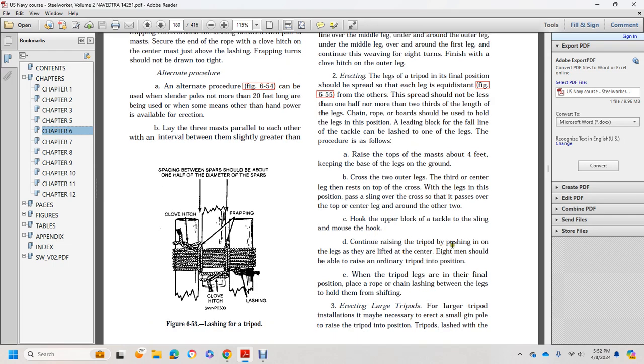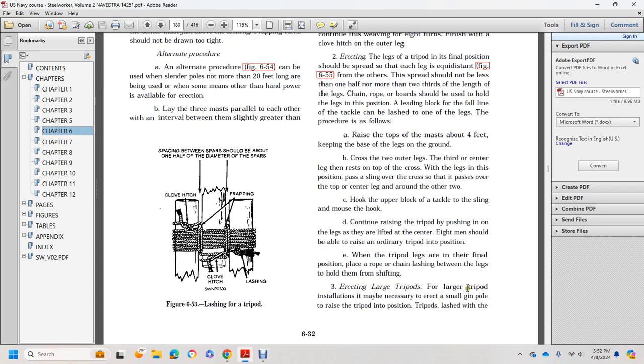Continue raising the tripod, pushing out the legs and lifting the center. Eight men should be able to raise the ordinary tripod into position. When the tripod legs are finally in position, place the rope and chain lashing between the legs to hold them from shifting.